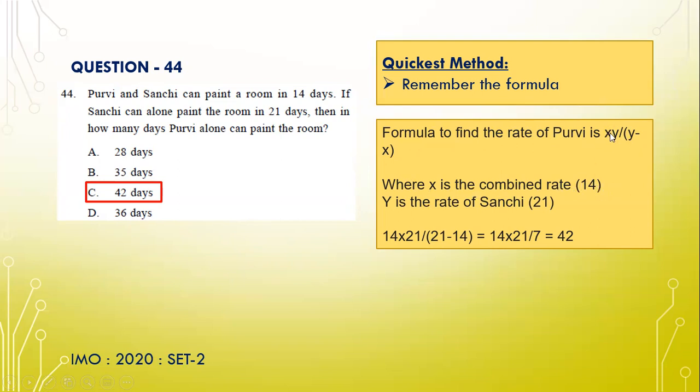x is the combined time of painting and y is the time of Sachi, which is 21. She can paint the room in 21 days. And combined time is 14. So 14 into 21 upon 21 minus 14. So 21 minus 14 is 7. So 14 into 21 upon 7 is 2 into 21, which is 42. So Purvi can alone paint the room in 42 days.